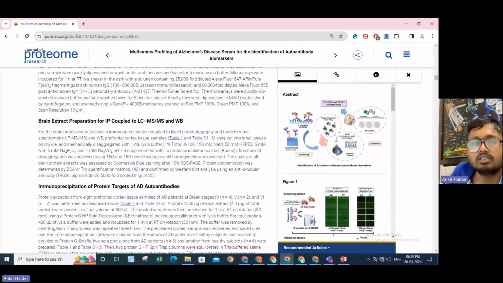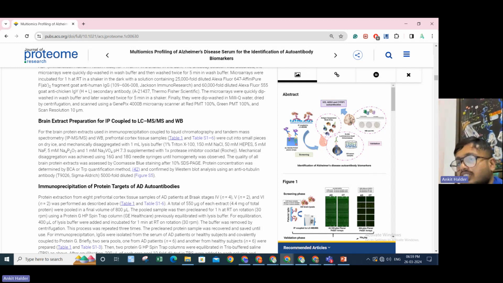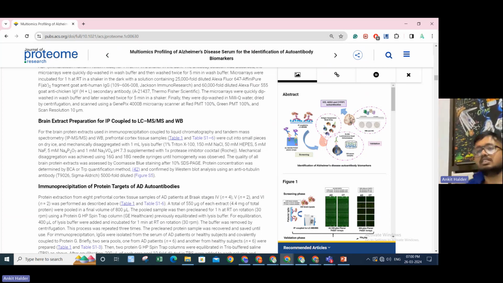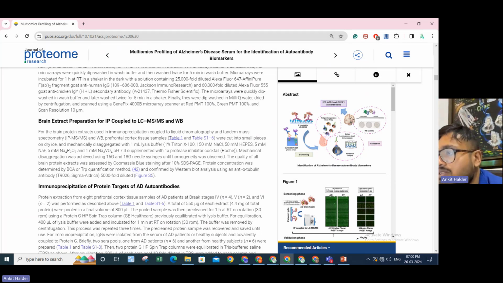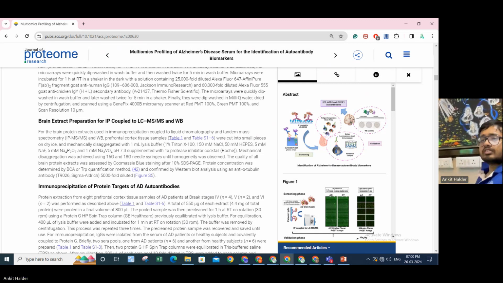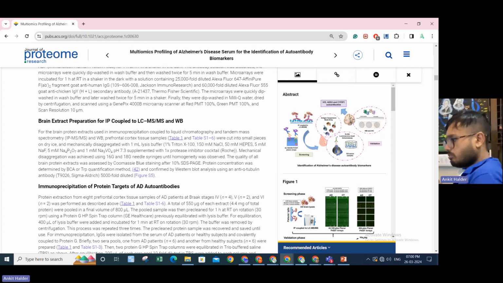We will be focusing majorly on this part, which is related to the brain extract preparation for IP coupled to LC-MS and WB, or Western blot. For the brain protein extracts used in immunoprecipitation coupled to liquid chromatography and tandem mass spectrometry, prefrontal cortex tissue samples were cut on dry ice. So basically, the protein is being extracted, and this protein is used for finding the autoantibodies.